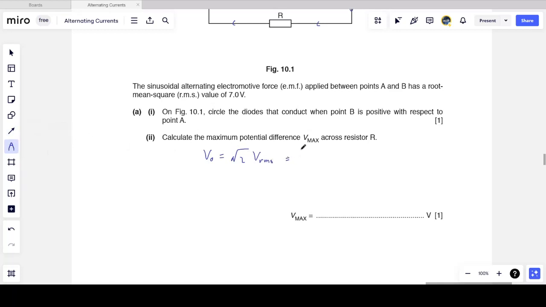I don't want to give too much away. And this is the square root of 2 times 7 volts. Put this into a calculator and what you get is 9.9 volts being the maximum potential difference across the resistor.